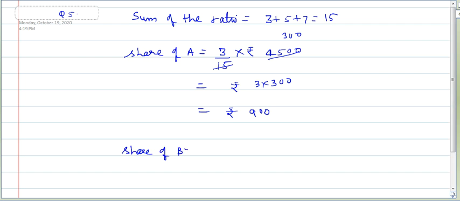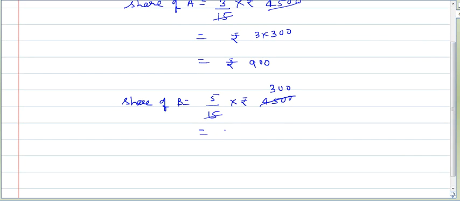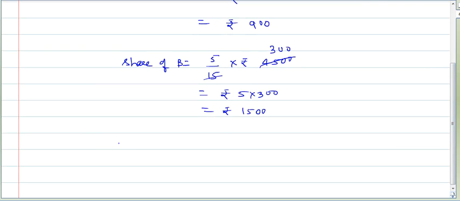Then the share of B. So what is the second value in this ratio? 5, because B is the second person. We just write 5 upon 15 into rupees 4500. Again divide this by 15. We have 300. Then multiply. We have rupees 5 into 300 equals rupees 1500. Then the share of C.